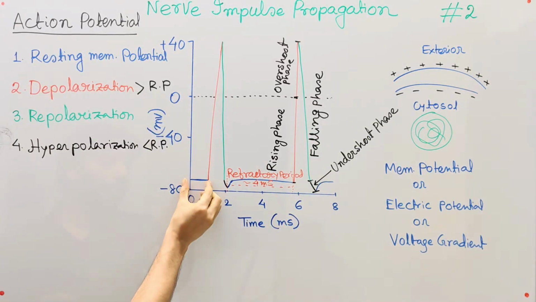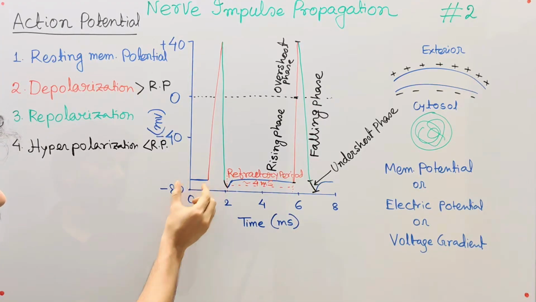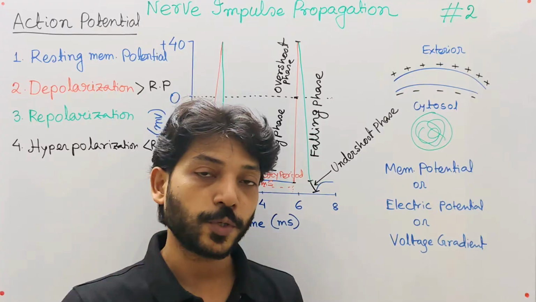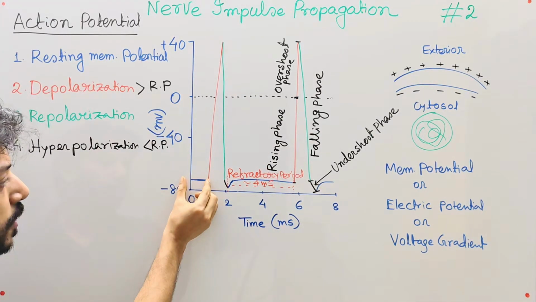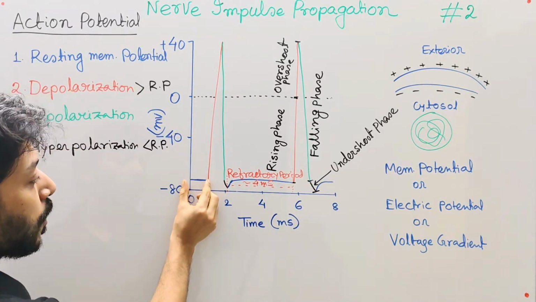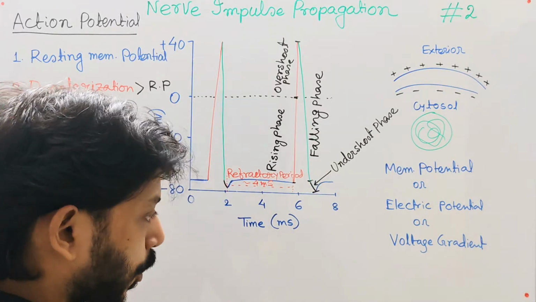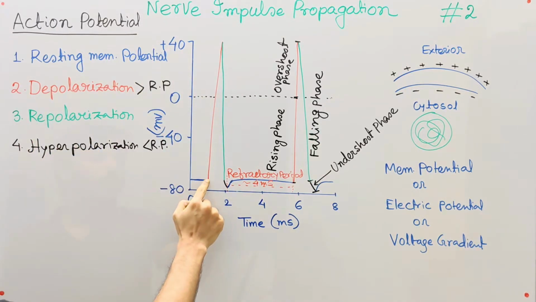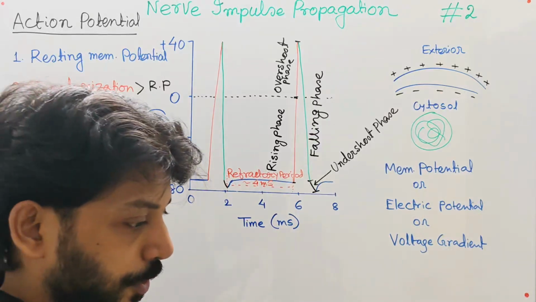Now, in the case of neurons, the resting membrane potential can vary between minus 40 millivolt and minus 90 millivolt. Suppose this resting membrane potential is minus 70 millivolt. Now when the membrane potential increases above the resting membrane potential, we call this depolarization. So the red line denotes depolarization. I have written here that depolarization is greater than resting membrane potential.